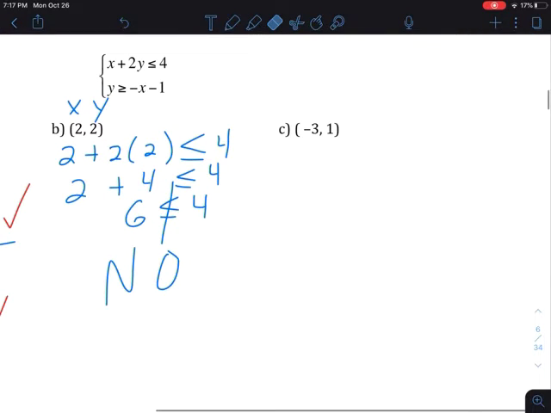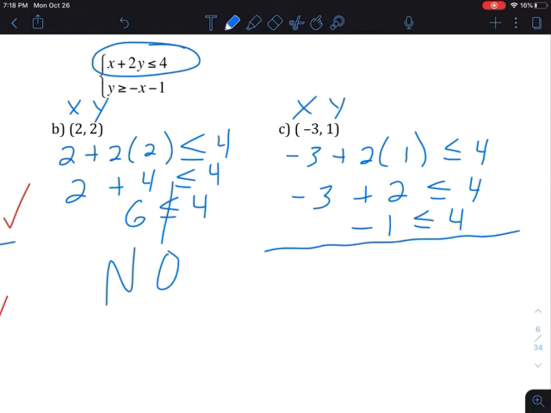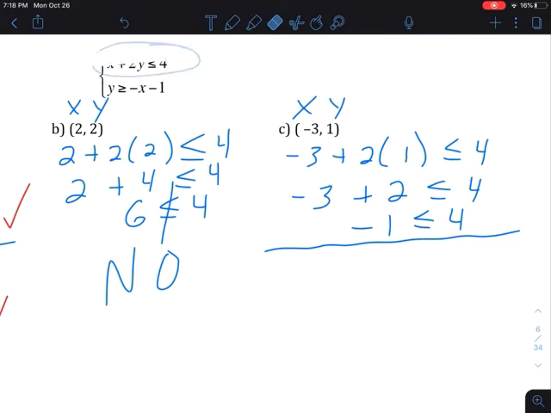And let's try letter C. Let's test out negative 3, 1 and see if it's a solution. Again, this is called testing it algebraically. So x, y, using my first guy. So multiply, add. Negative 1 is less than 4, so far so good on that one. First one works out. Now we got to test out the second one.